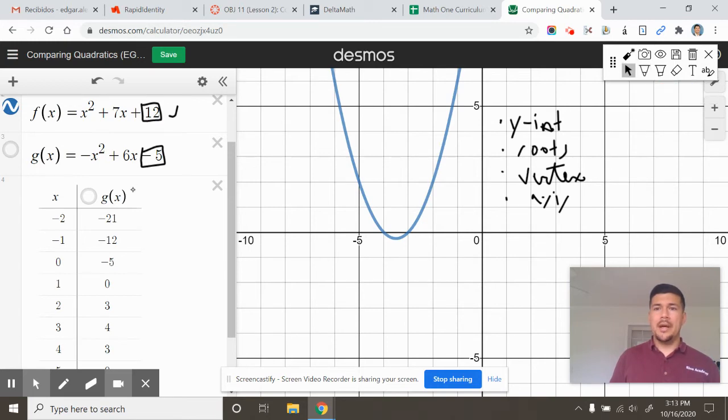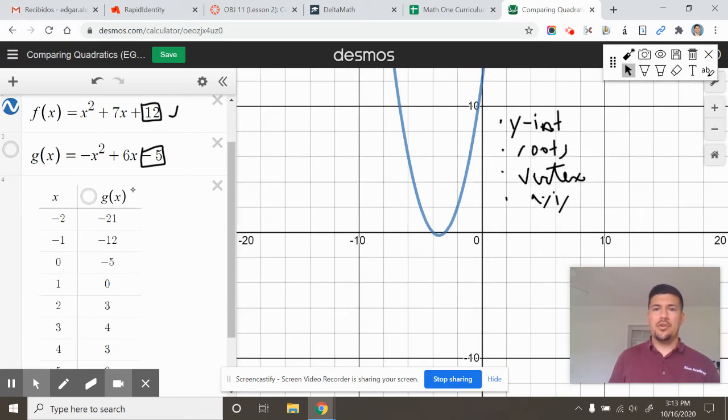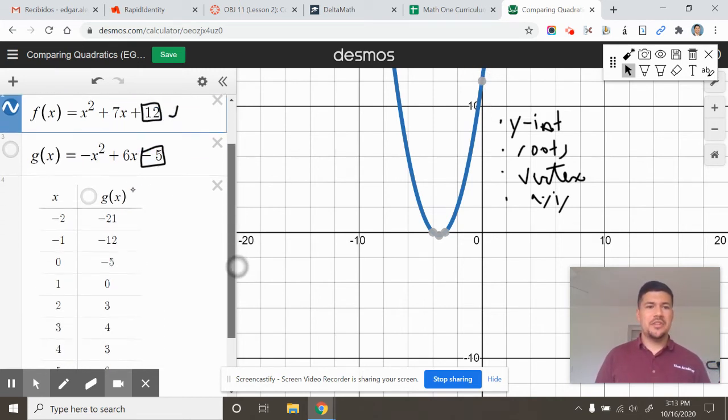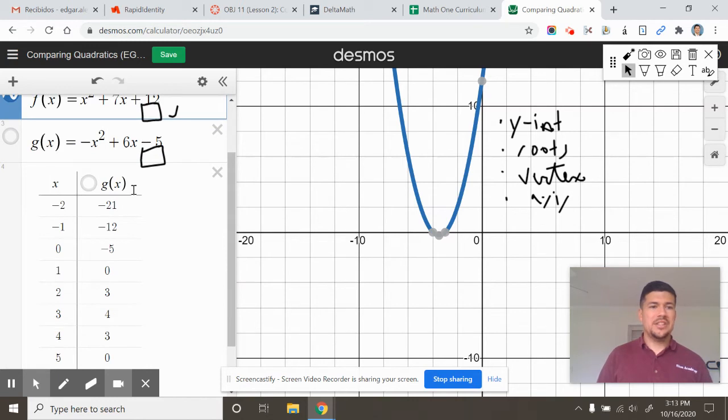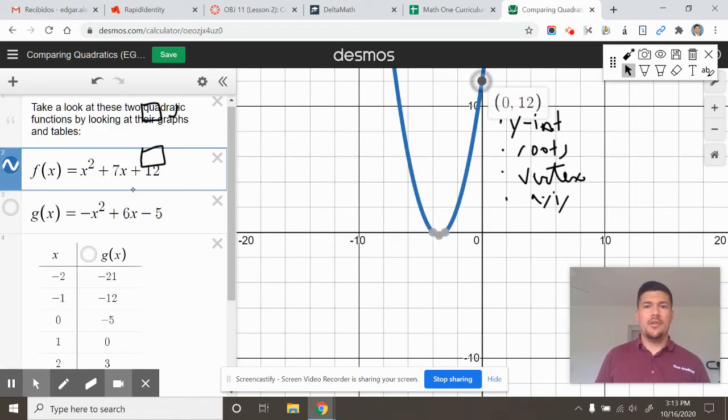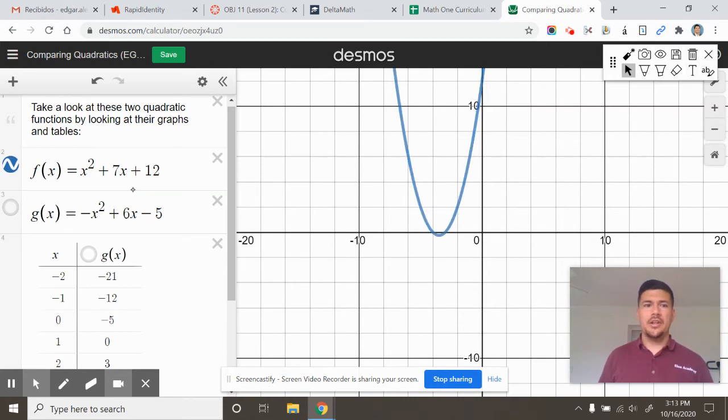I can also make my perspective more graphical. For example, I can observe on the graph that the y-intercept is (0, 12). And then for g of x on the table, I look for x equals 0. The y-intercept is (0, negative 5). So the value 12 is larger than the value negative 5. So there I'm comparing a graph to a table. With all of those forms, I can tell that the y-intercept for f of x is larger. All right. Let's take a look at another one.